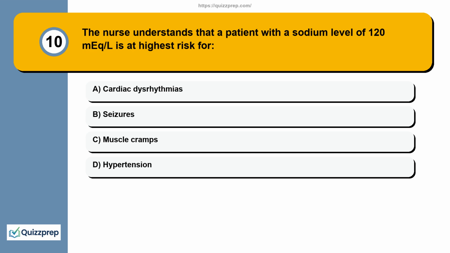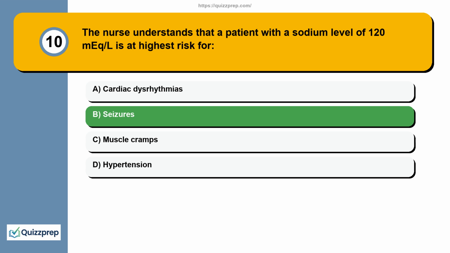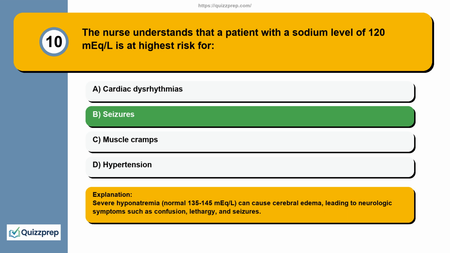Question 10. The nurse understands that a patient with a sodium level of 120 mEq/L is at highest risk for. Here are your options. Option A. Cardiac dysrhythmias. Option B. Seizures. Option C. Muscle cramps. Option D. Hypertension. The correct answer is option B. Seizures. Explanation. Severe hyponatremia, normal 135 to 145 mEq/L, can cause cerebral edema, leading to neurologic symptoms such as confusion, lethargy, and seizures.